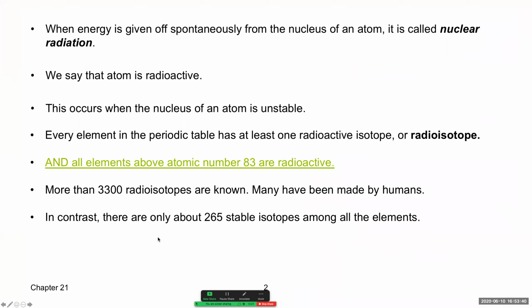So I said there are many radioisotopes known. There's more than 3,300. Many have been made by humans, and we're going to talk about that later in this chapter, how those are made. In contrast, there are only about 265 stable isotopes among all the elements. So we're going to talk about what makes an isotope or an atom stable and what makes it not stable.